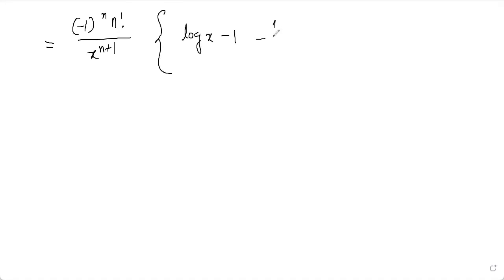So we get this. Now further, when we simplify this totally, we get minus 1 to the power of n into n factorial by x to the power of n plus 1, and this will be log x minus 1 by 2, and so on, minus 1 by n minus 1. So that will be the final answer when you take things common.